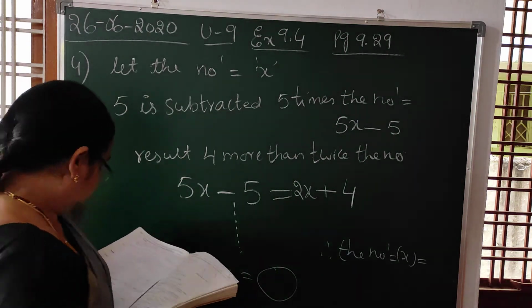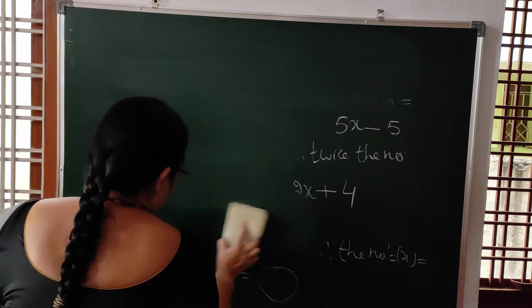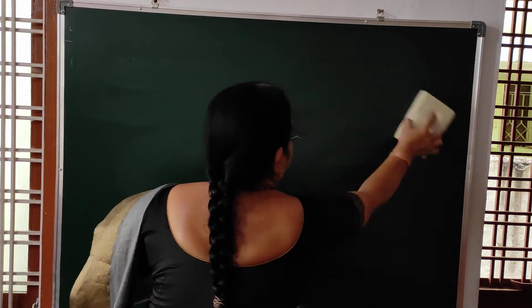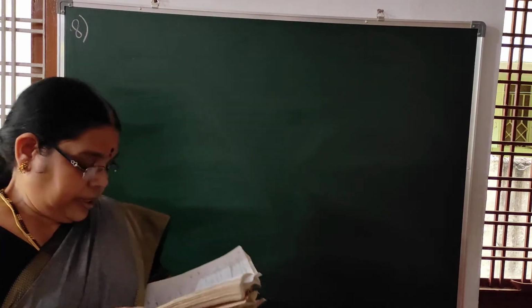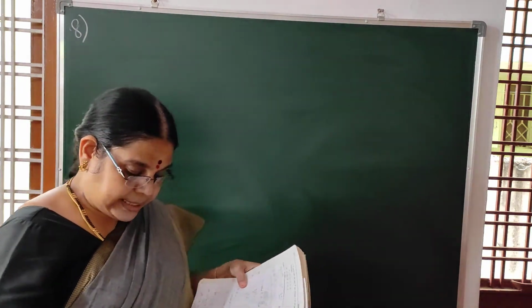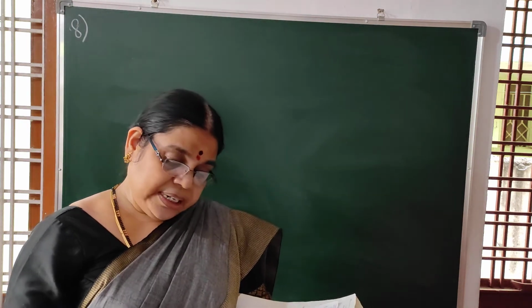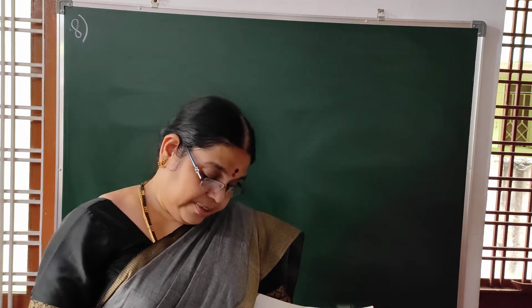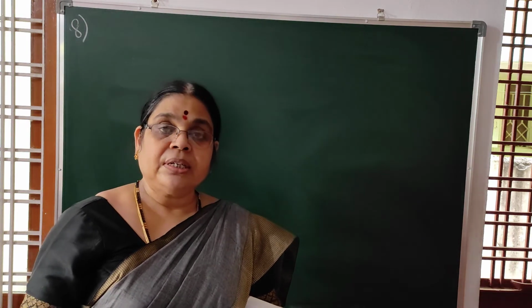Next I am going to the 8th sum. What is that? The numerator of a fraction is 6 less than the denominator. If 3 is added to the numerator, the fraction is equal to 2 by 3. What is the original fraction equal to?